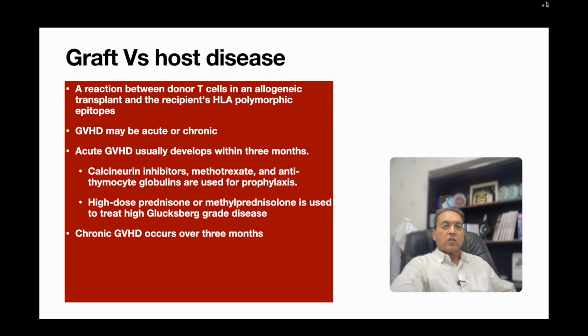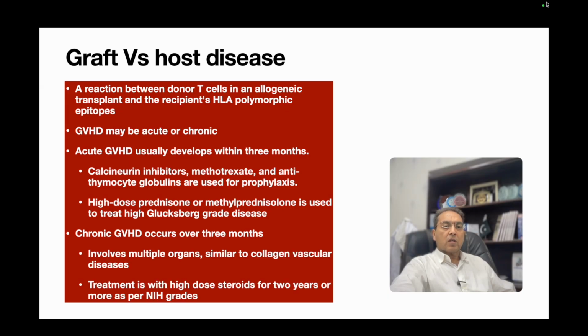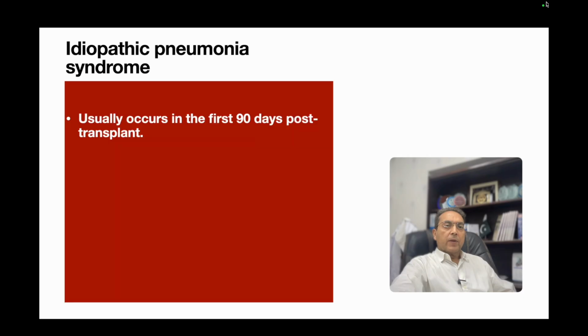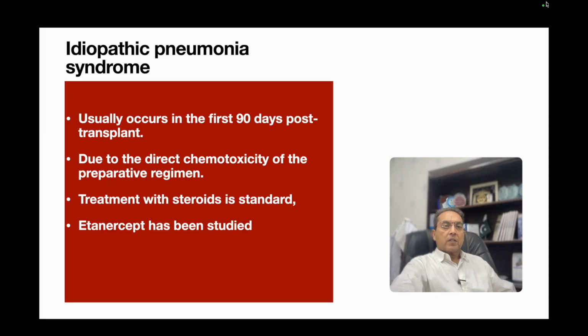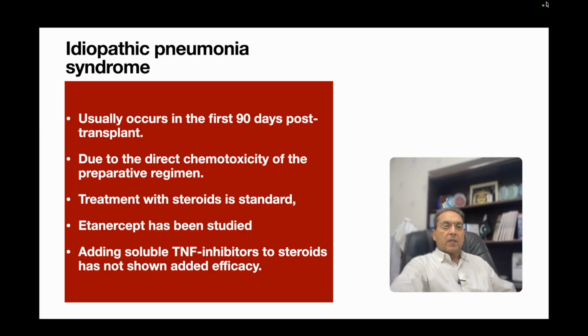Then chronic graft versus host disease occurs after 3 months. It involves multiple organs. It is similar to collagen vascular disorders. Treatment is with high-dose steroids for 2 years or more as per NIH grades. Idiopathic pneumonia syndrome usually occurs in the first 90 days post-transplant, due to the direct cytotoxicity of the preparative regimens. Treatment is with steroids. Etanercept has been studied, but adding TNF inhibitors to steroids has not shown any added benefit.